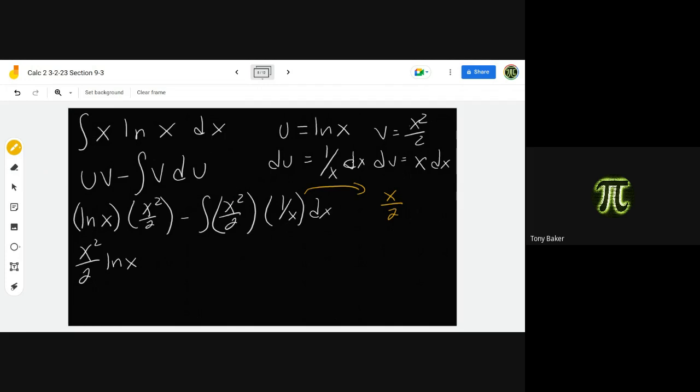Okay. So that becomes what? What's the integral of x over 2? x squared over 4 plus c.